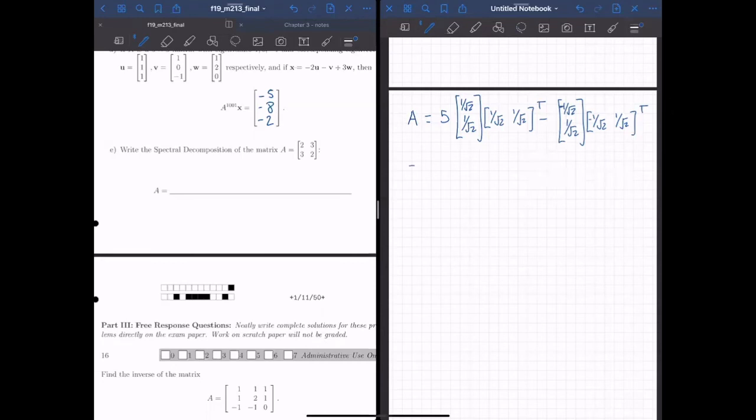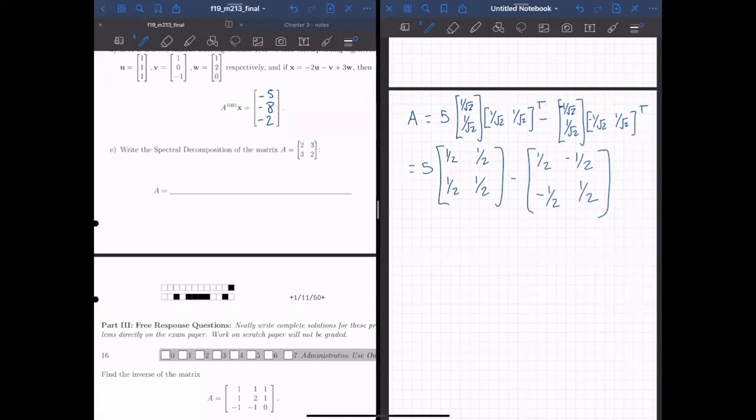Let's multiply these out to see what they look like. We get 5 times 1/2, 1/2, 1/2, 1/2, minus the matrix with 1/2, -1/2, -1/2, 1/2. You can see that both of these matrices are pretty simple. I mean, the matrix we started out with was really simple.